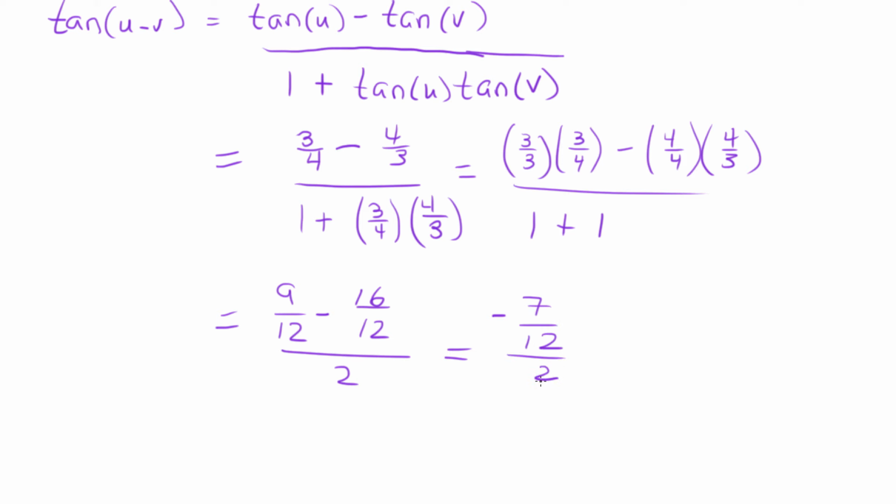Whenever you have a fraction over a number, we make the number into a fraction, and then we multiply it by the reciprocal of the denominator, which is 1/2, which is going to be negative 7 over 24. And that will be your answer.